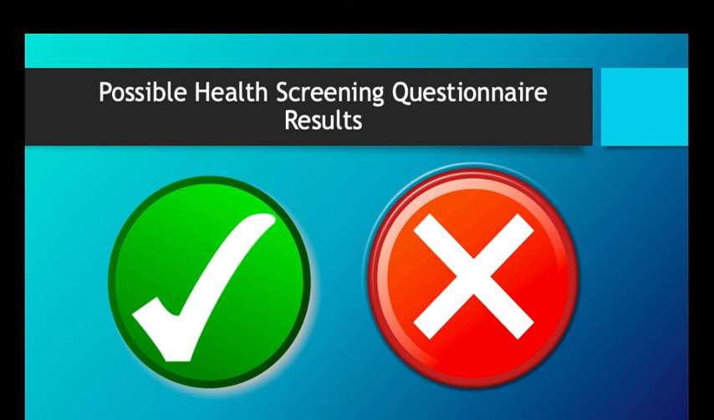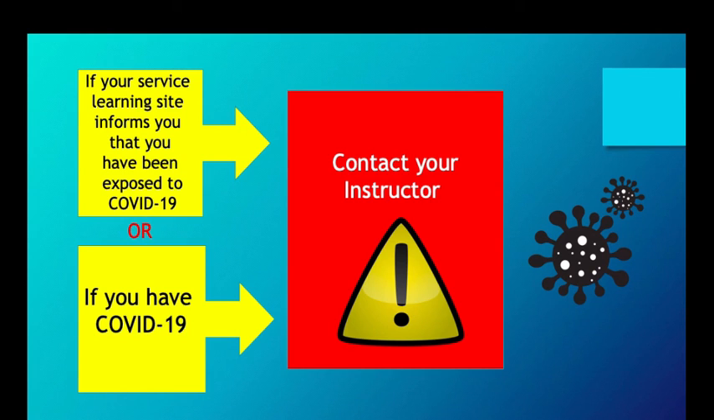Once you have completed the screening, you will either receive a green check that allows you to go to your site or a red X, which means that you cannot go to the site. If this is the case, contact your site staff and instructor with your screening results, and your site staff will provide further instruction. If your service learning site informs you that you have been exposed to COVID-19, or if you have COVID-19, contact your instructor and they will provide you with next steps for reporting to campus officials.